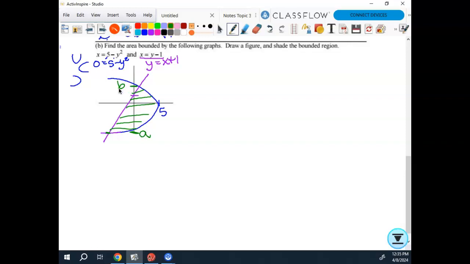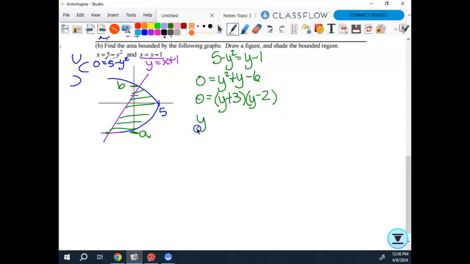But I'm going to set them equal to each other again. So 5 minus y squared is equal to y minus 1. So we'll move everything to the right. 0 equals y squared plus y minus 6. So 0 equals, and then I can factor. What are my two numbers? 3 and 2. Positive 3, negative 2 in there. So my y values are a negative 3 and a positive 2.